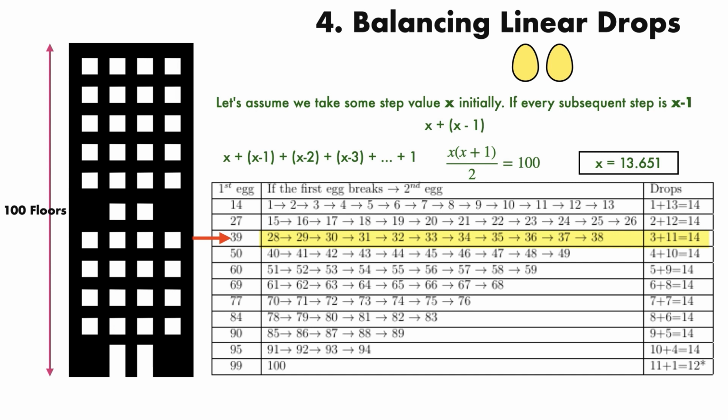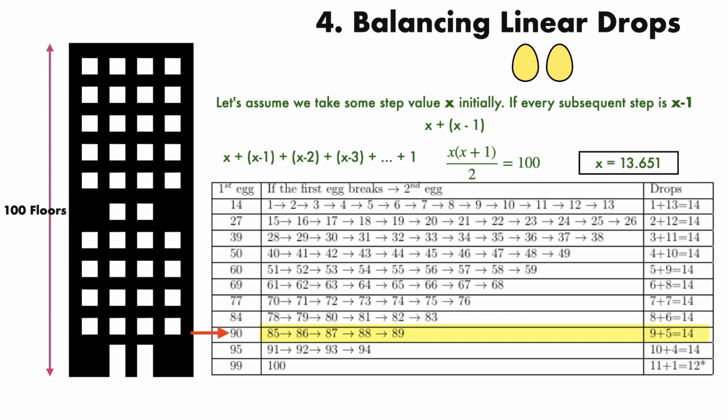If it breaks, check previous 11. Else drop from floor 50 because 39 plus 11 equals 50. If it breaks, check previous 10. Else drop from floor 60. If it breaks, check previous 9. Else drop from floor 69. If it breaks, check previous 8. Else drop from floor 77. If it breaks, check previous 7. Else drop from floor 84. If it breaks, check previous 6. Else drop from floor 90.